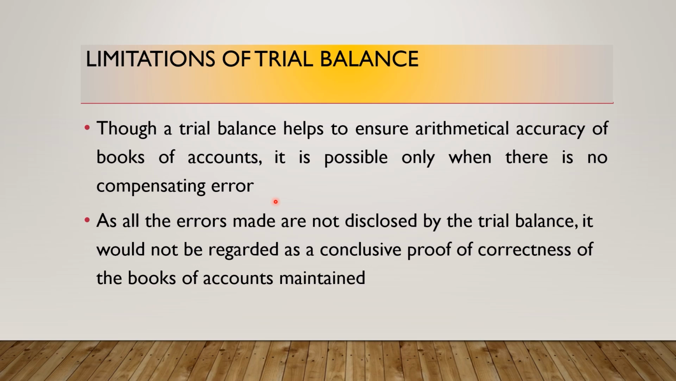So in this case, my mathematical accuracy is not disturbed. So there is always a chance that here I will not locate any error. Why? Because mathematically everything is fine. One error has compensated for the other error. So this is one of the limitations, or the biggest limitation of trial balance, that it does not trace or talk about compensating errors.